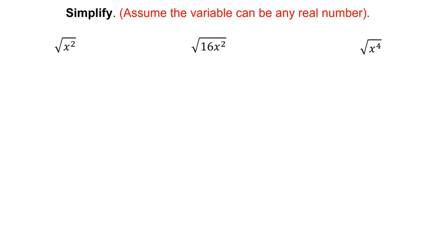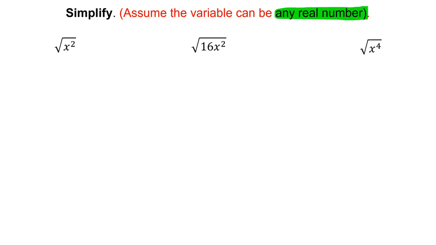But of course, it can't be that easy. So let's look at some examples. Here we're asked to simplify these radical expressions. And this is important. Our instructions say to assume the variable can be any real number. Let's pause for a minute and talk about what this means for us.